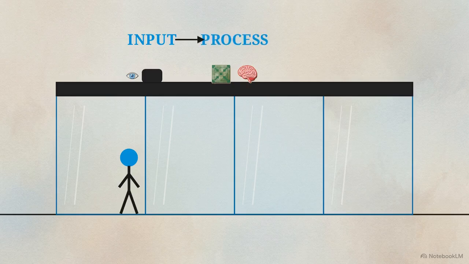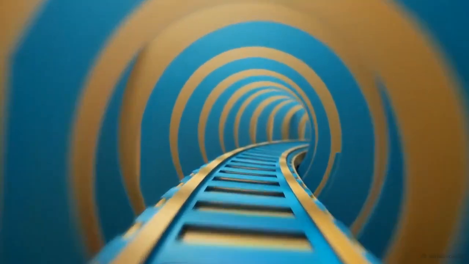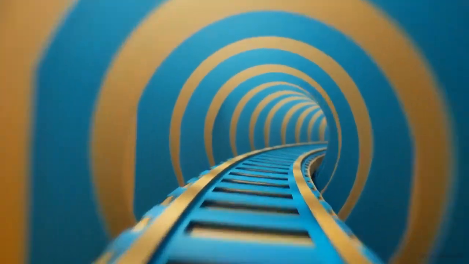Step 2 is process. The computer's brain receives the signal, thinks about it, and decides the door must open. Step 3 is output. The computer sends a command to the electric motor. That motor acts as an actuator, physically pulling the doors apart so you can walk through. Now it's your turn. Get ready to shout out the answers as we quickly review what we've learned.